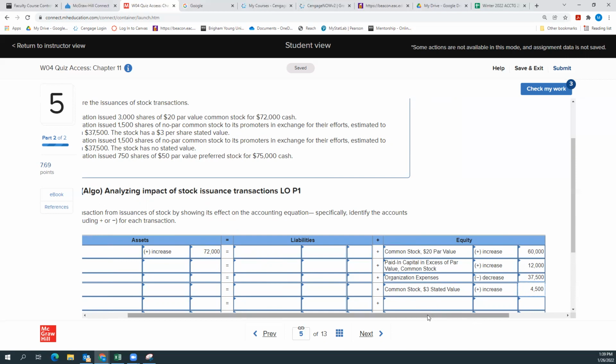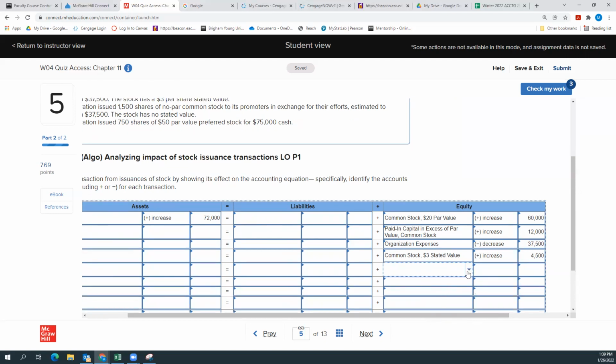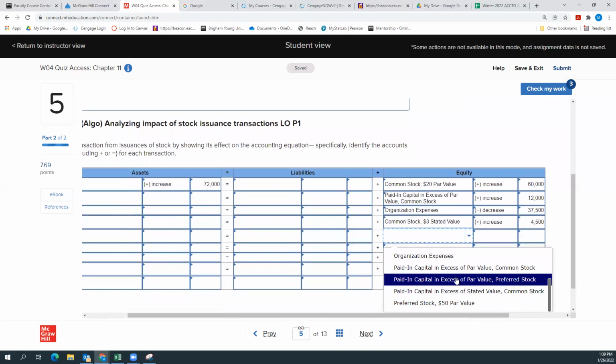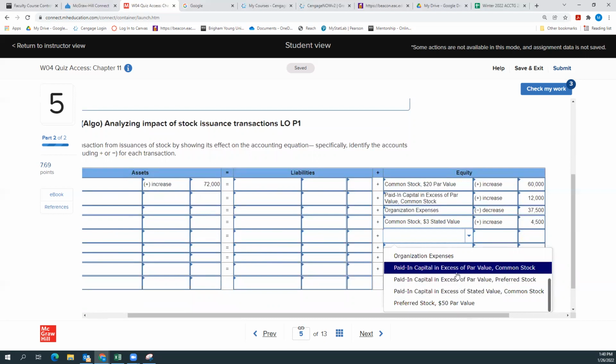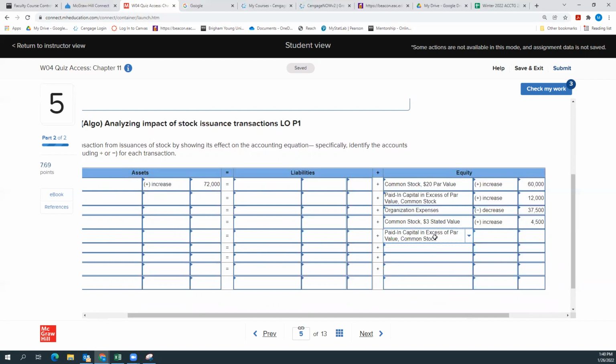And really, this is where I think I found the error in the system. What we should be putting is paid in capital in excess of stated value on the common stock. But I found this error in McGraw-Hill that I'll report, and they want you to put paid in capital in excess of par value. This is wrong because this is no par stock, right? It already told us that, but that's what they want from us, and it's going to mark it wrong if we don't put that. That's going to be an increase to our equity, and it'll be the difference between those two, which should be 33,000.